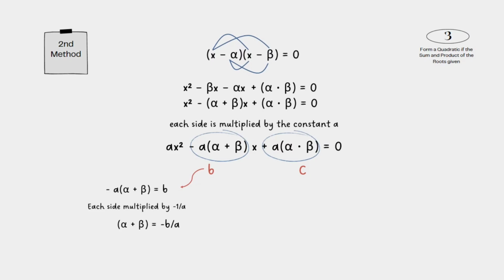Each side we multiply by negative 1 over a. Then we get alpha plus beta equal to negative b over a. This equation is called the sum of the roots, or SOR.